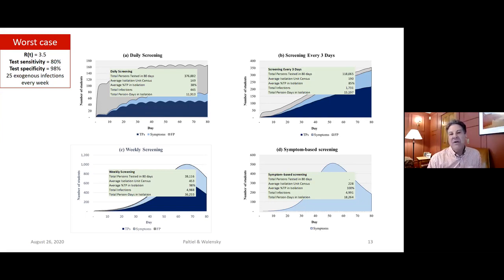I just have 4 words for that. The CDC, is CDC a single word? The CDC is wrong, and they're doing something very dangerous. Here's the worst case. As you can see, daily screening would be required in the worst case in order to control an outbreak.